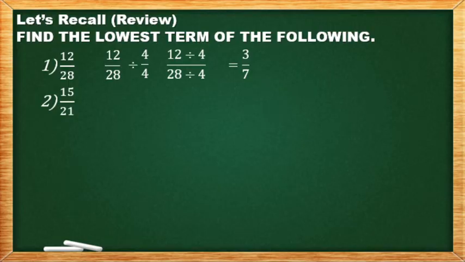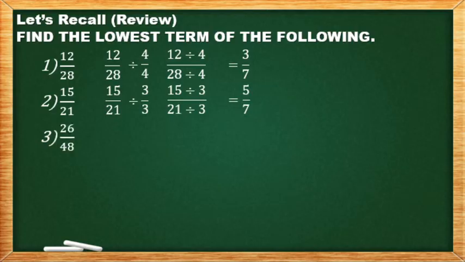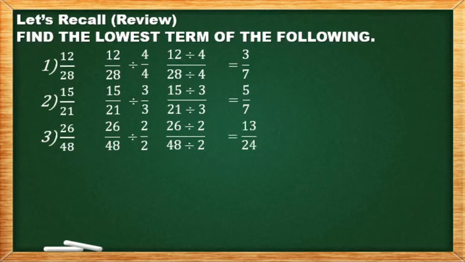Next, 15 over 21. And the GCF is 3. So divide both sides by 3. So yeah, 15 divided by 3 is equal to 5. 21 divided by 3 is equal to 7. So 5 sevenths. Next, 26 and 48. Their GCF is only 2. Then 26 divided by 2 is 13. 48 divided by 2 is equal to 24. So meron tayong 13 over 24.